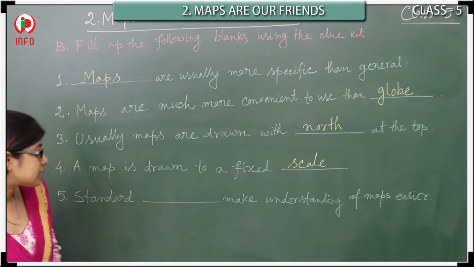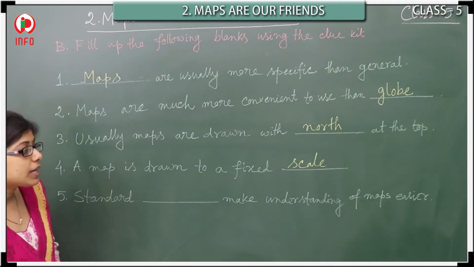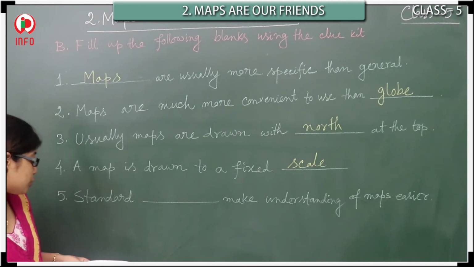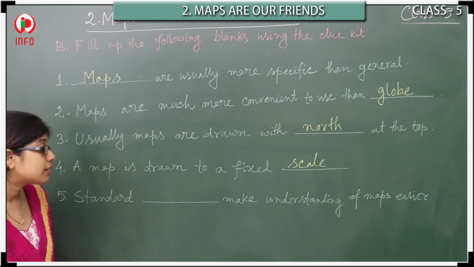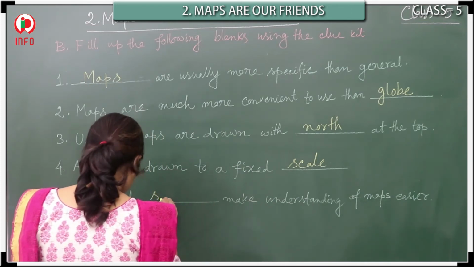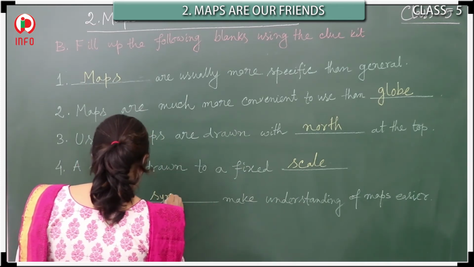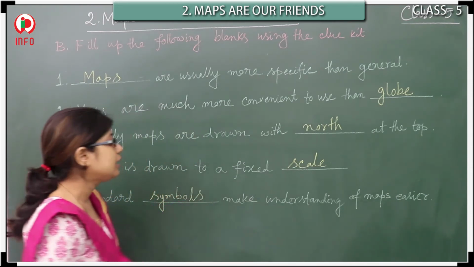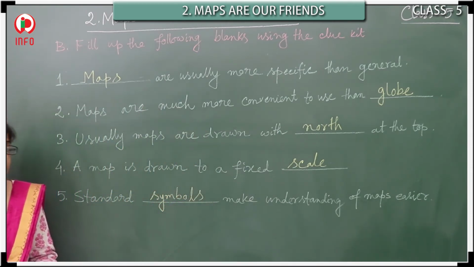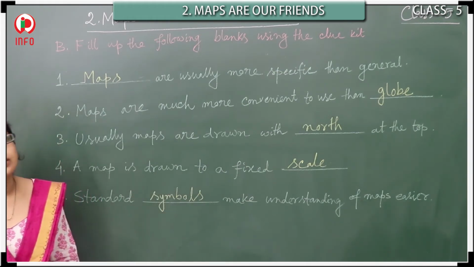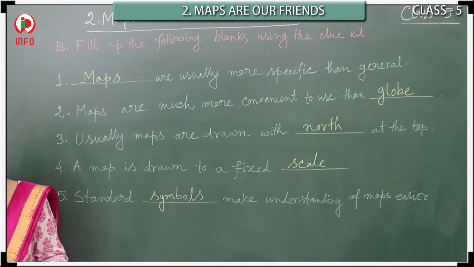Next, the fifth one, standard dash make understanding of maps easier. What should be the answer? Standard symbols. Yes, if you use the symbols, then you can understand each and everything in the map. So in this way, this bit is also over.